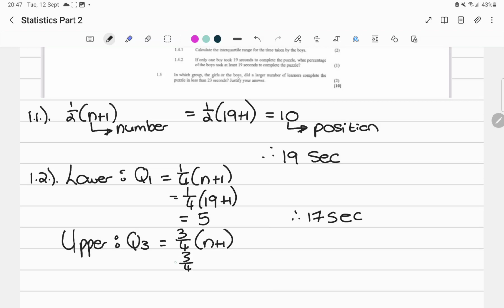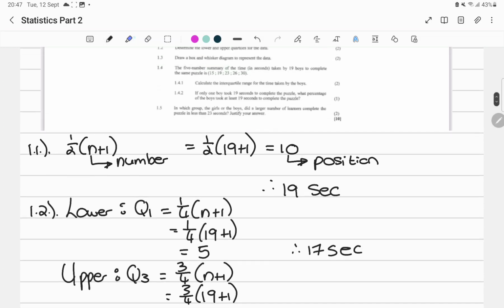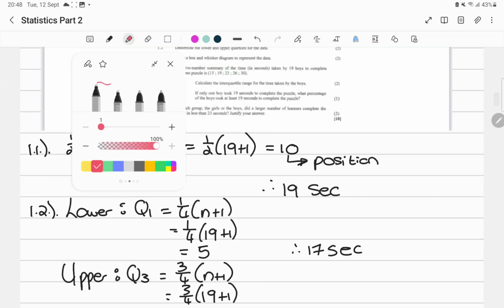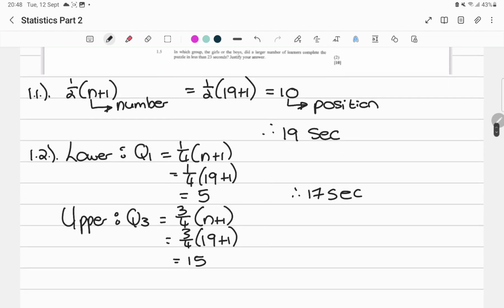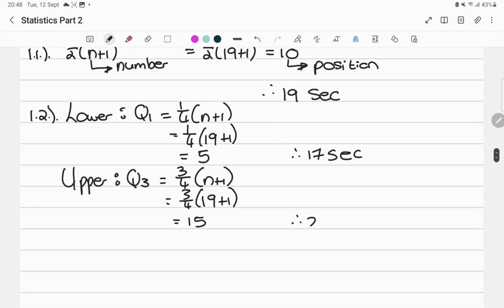We have 19 girls, so it's going to be 3 quarters or 3 over 4 of 19 plus 1, which will give me 15. So now we're going to check which one of my numbers is in position number 15, and that will be 1, 2, 3, 4, 5, 6, 7, 8, 9, 10, 11, 12, 13, 14, 15. It will be number 22 or 22 seconds.